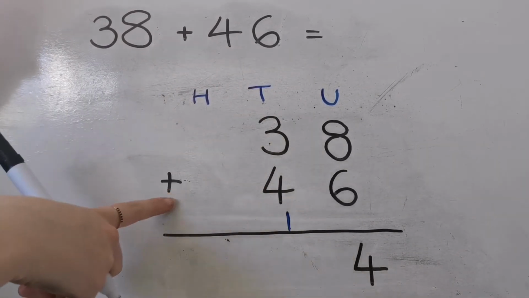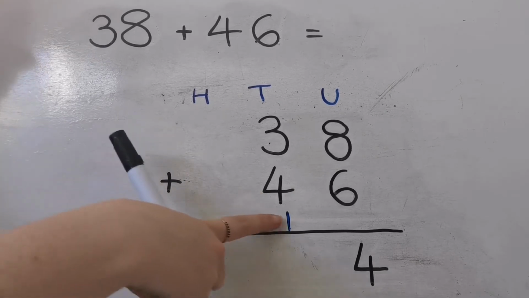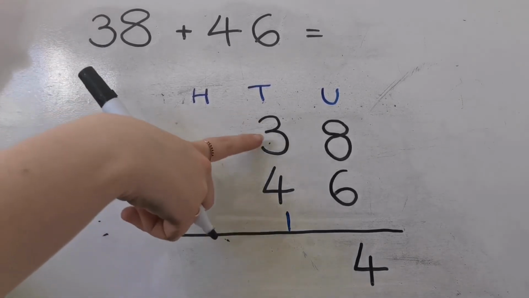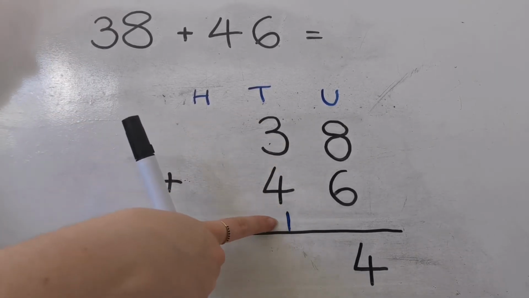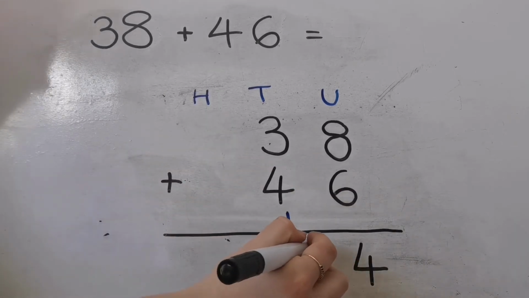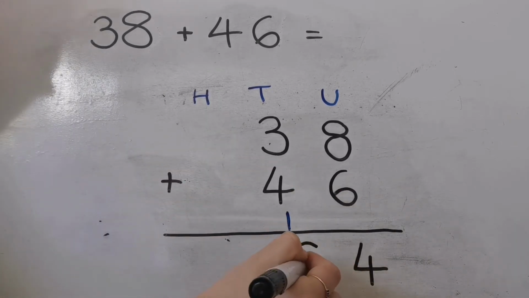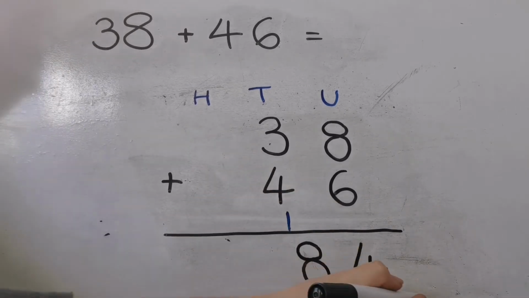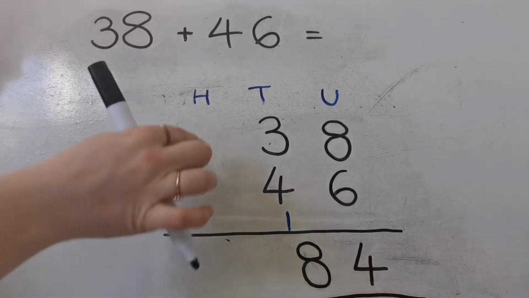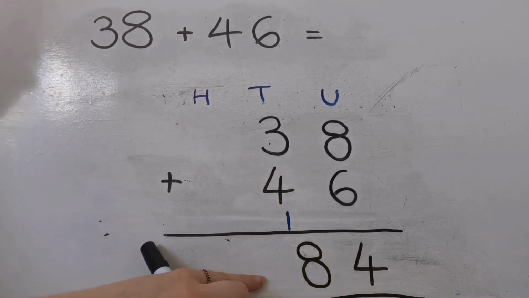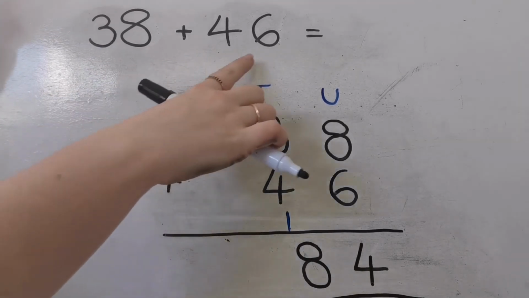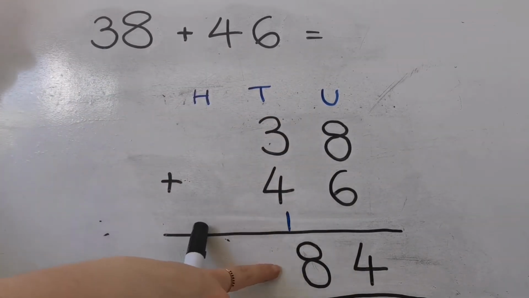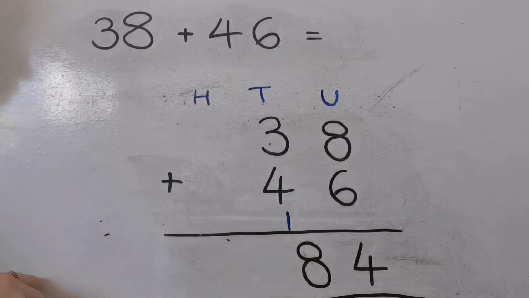So now I can look at my tens. We have 3 tens plus 4 tens plus 1 ten. 3 plus 4 is 7, plus 1 more ten gives me 8 tens or 80. Now I've got no hundreds here, so I know that my final answer to 38 plus 46 is 84. Well done.